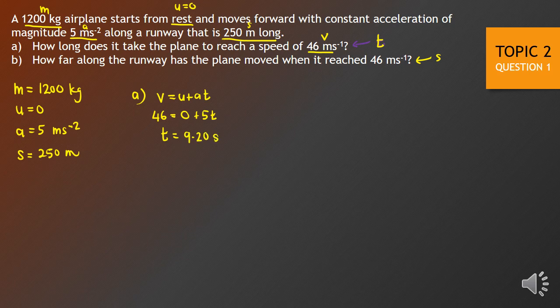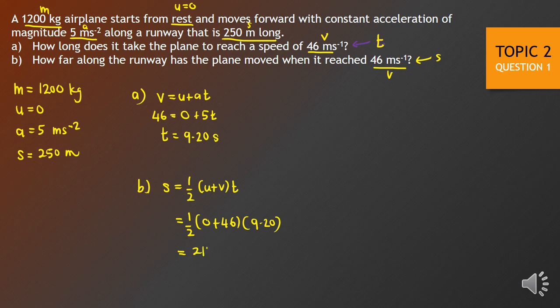Then B, how far along the runway has the plane moved when it reached 46 meters per second? So again, 46 meters per second, so this is our final velocity. Again, we have to find the S. So for this question, since we have just calculated the time, the best formula for us to use would be S is equal to half (U plus V) times T. It's not like you cannot use another formula, but I think this is the most straightforward one. This is 0 plus 46, time taken is 9.20 seconds, and then we have a value of 211.60 meters. Okay.